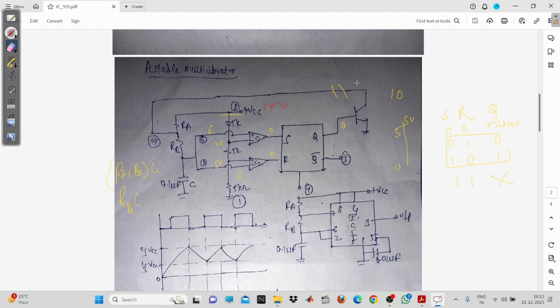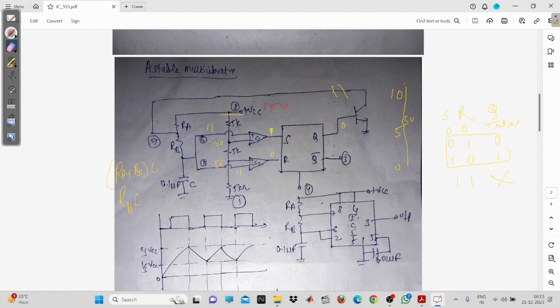So in that case, this path will remain open only, and the capacitor will continue to charge. Now it will charge till 10, then 11. Suppose it crosses 10, and then you will be having this 11. So this one will be 11, this is also 11. So what is going to happen? This one will be 1.